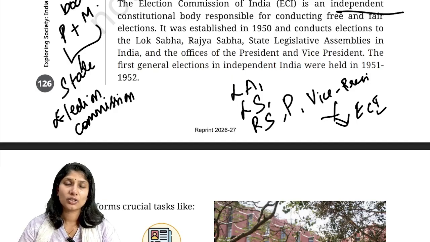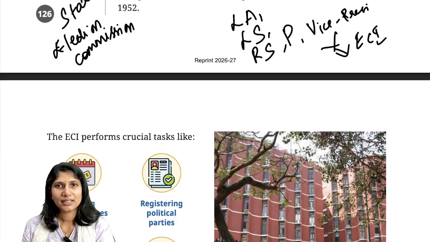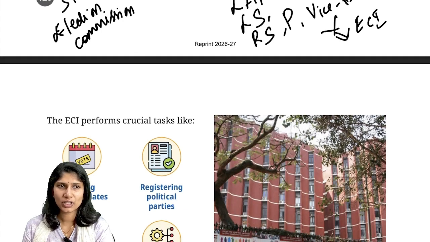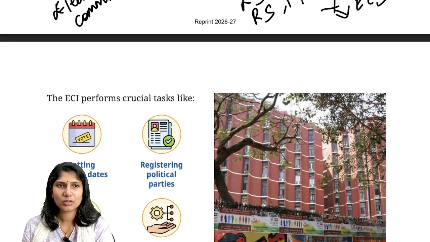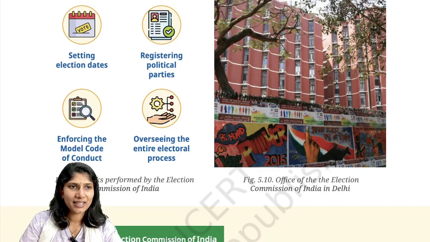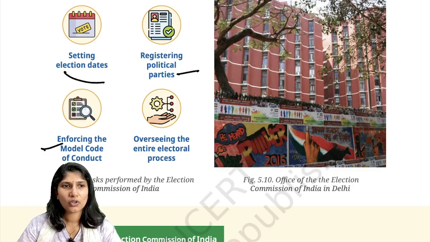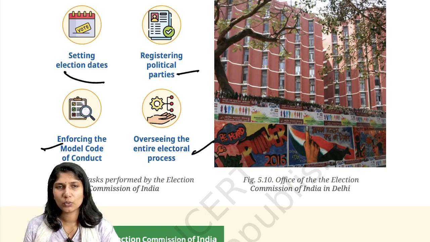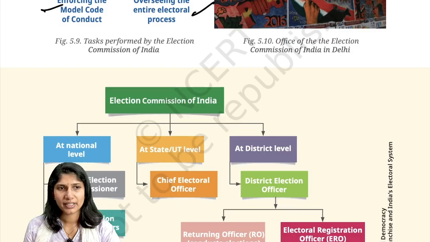The first general election for free, independent India was held in 1951-52. What are some of the important tasks the Election Commission of India will perform? It will set the election dates, it will register the political parties, it will enforce the model code of conduct, and the entire electoral process will be looked after by your Election Commission of India.